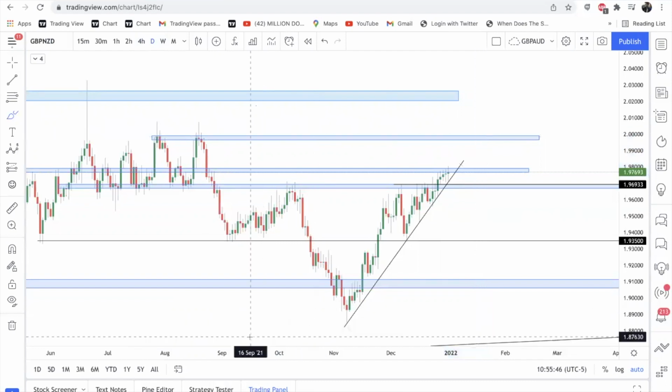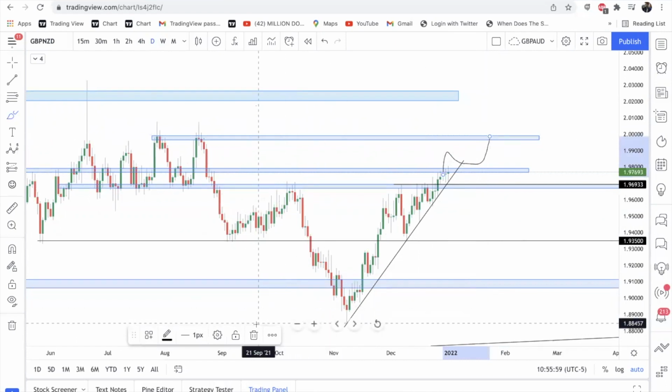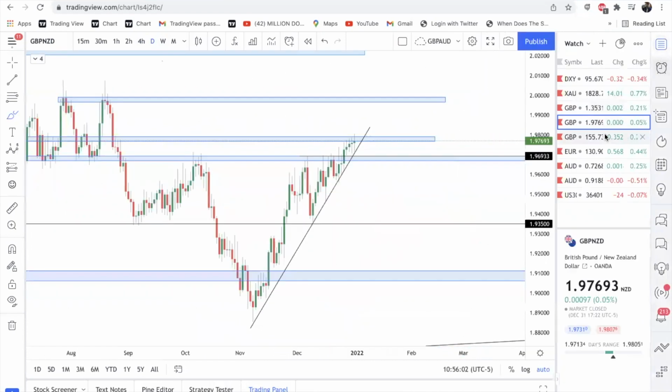All right. So with this, you just keep it simple. Just wait for either an impulsive break, corrective move, continuation. Or a break above structure, pullback, corrective move for a continuation up. That's how I would trade GBPNZD.